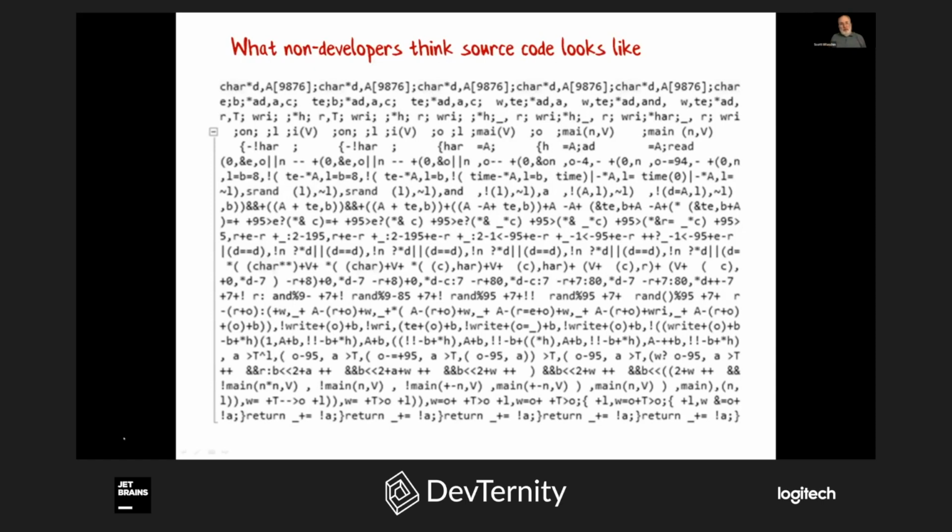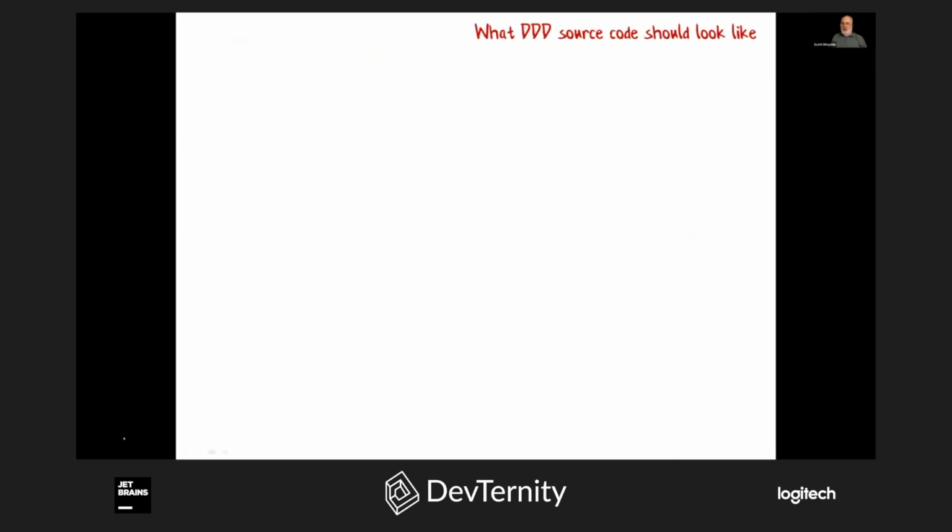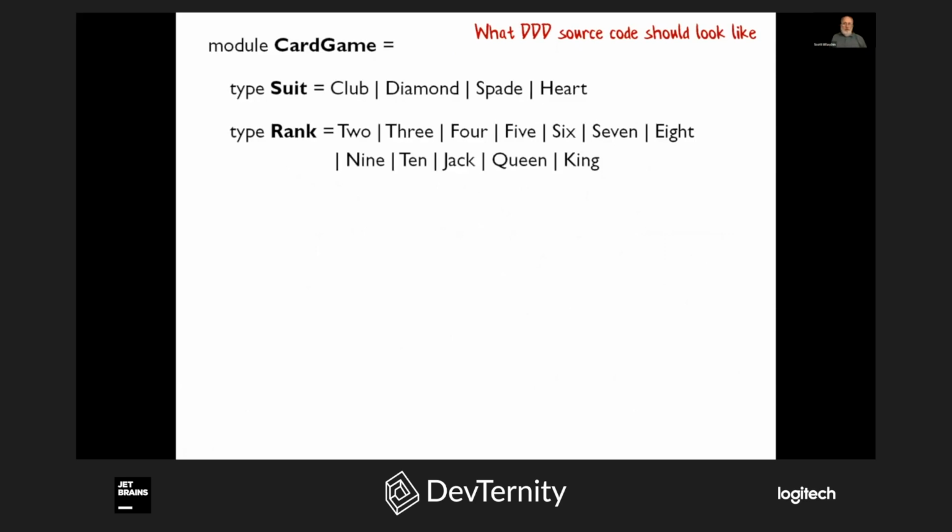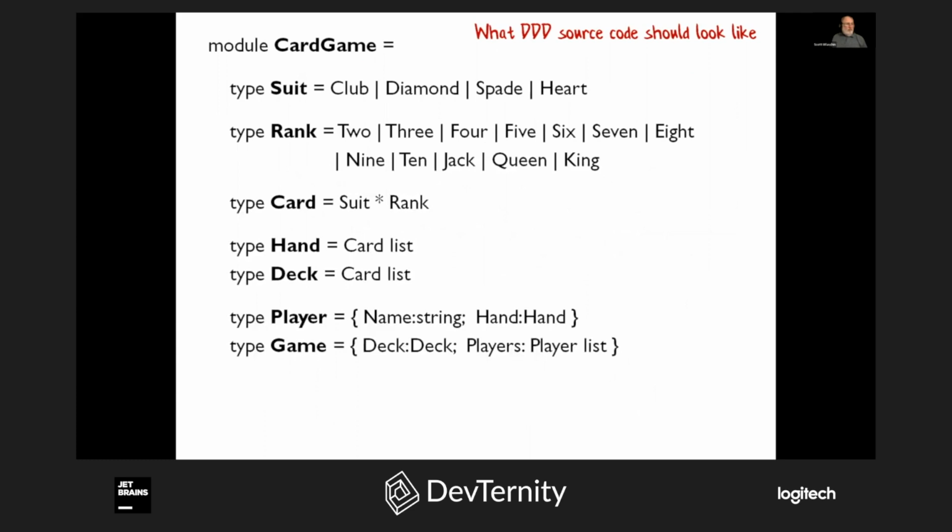It's what non-developers think the source code looks like, and maybe some C developers think this as well. But this is not the kind of source code I'm talking about. The kind of source code I'm talking about looks like this. So this is F# code, and I want you to try and guess what domain I'm talking about here.